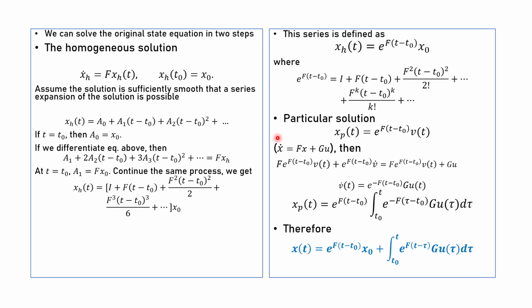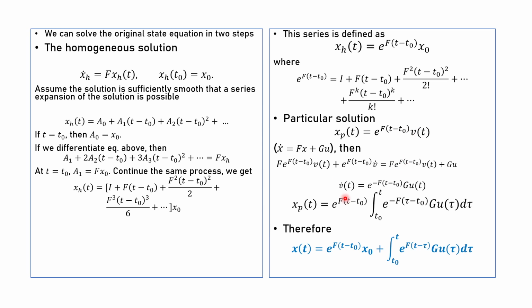Okay, then let's find the particular solution. Assume that the particular solution is the exponential of the same terms times an arbitrary function v of t. The particular solution must satisfy the original equation, so just take the time derivative and substitute into the original equation.